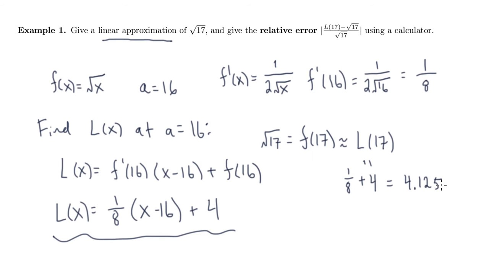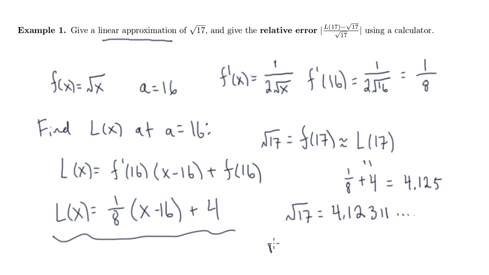And so let's use a calculator real quick. If we take the square root of 17, it equals 4.1231, etc. So look how close this was. With doing very little work, only knowing information about the derivative of square root of x, we actually got an approximation that was correct up to 2 decimal places.